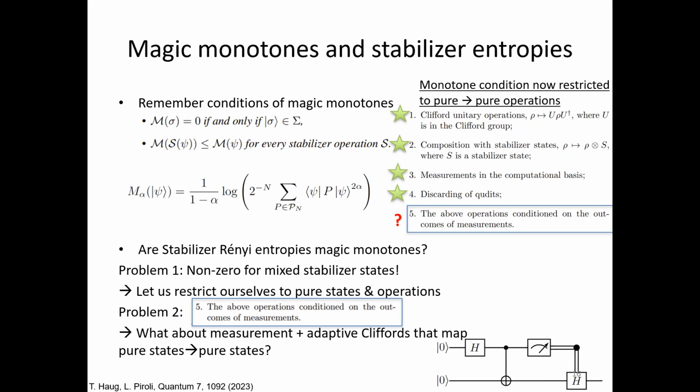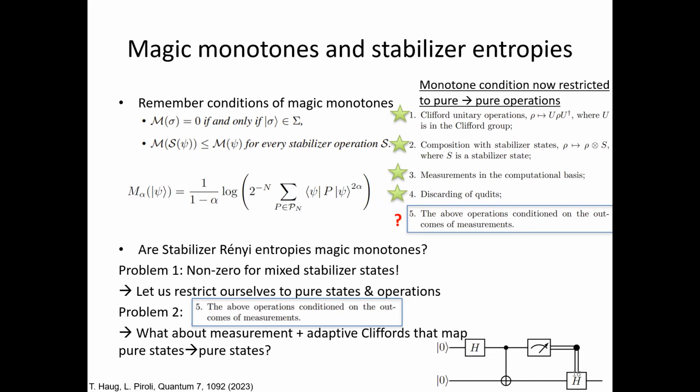Okay, if you check, we find of course one problem that has already been noticed in the first paper. It's non-zero for mixed stabilizer states. So if you put in not a pure stabilizer state, but a mixed stabilizer state, something on the convex hull, a convex combination of stabilizer states, you'll find it's non-zero. That's okay. I mean, this is a property that many resource measures have, that they are only valid for pure states, for example the entanglement entropy. So we can just restrict ourselves to pure states only and pure operations, with operations that map pure states to other pure states.